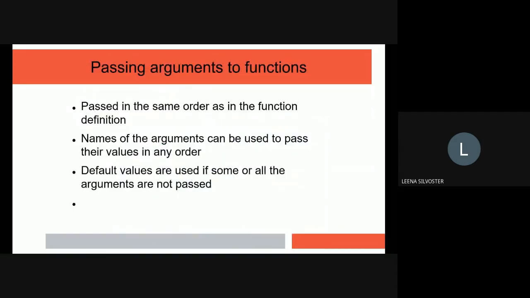So how to pass the arguments to functions? Arguments can be passed in the same order as in the function definition. It is to be noted that the argument order must be the same. The name of the argument can be used to pass their values in any order. Default values are used if some or all arguments are not passed.